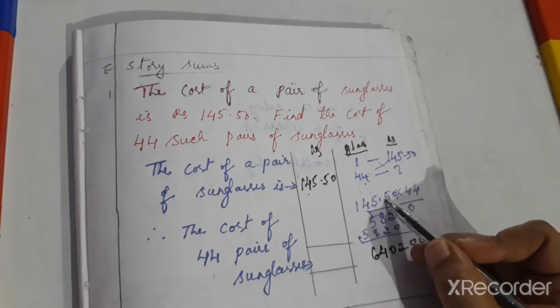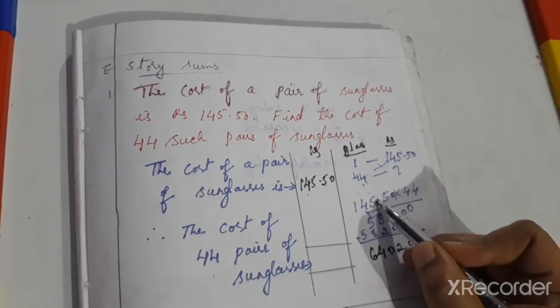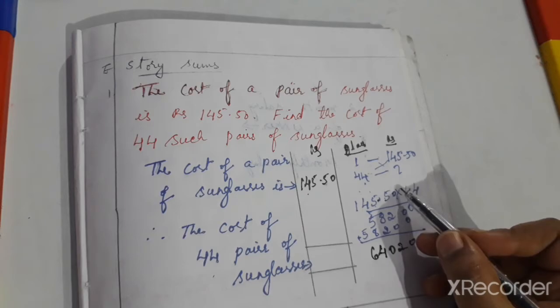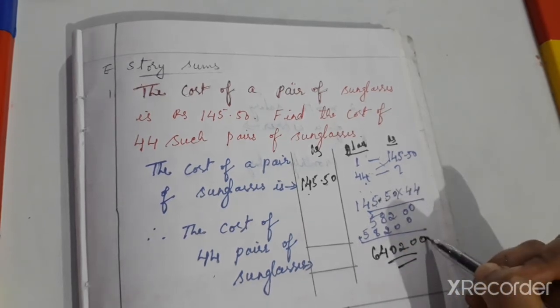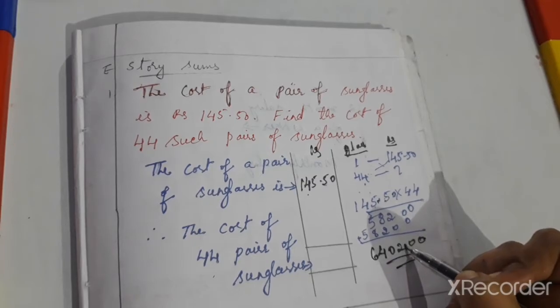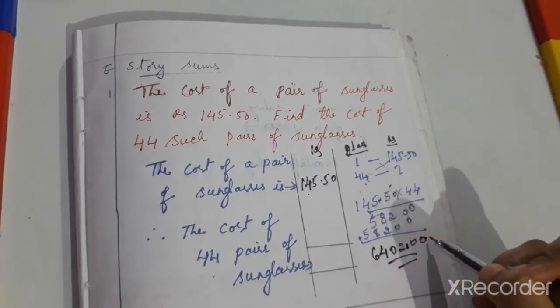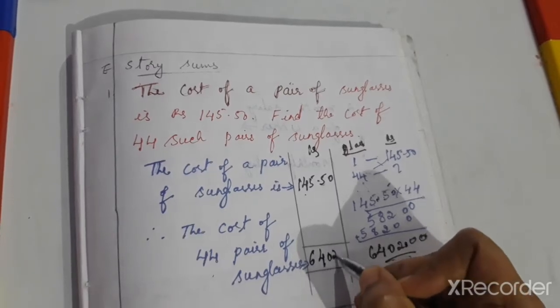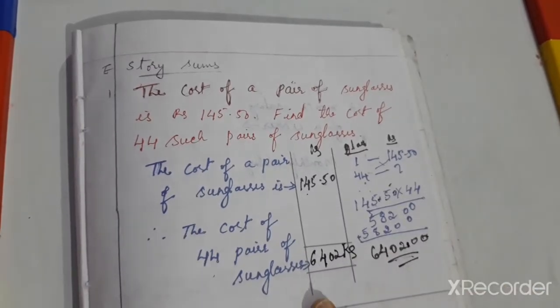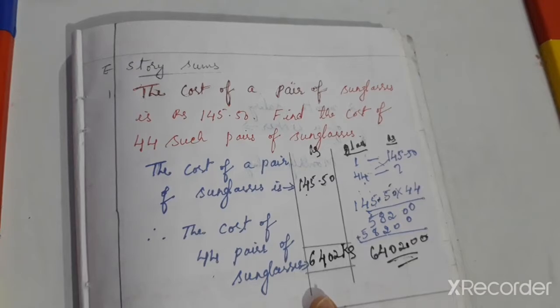After two numbers we place the decimal point from the right side. We have to read from the right side. So in your answer also, after two numbers, the decimal point. The answer is 6402 rupees.